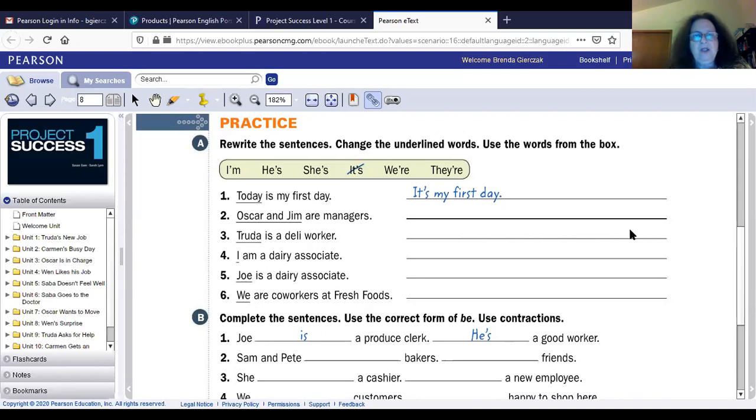Okay, so let's go to number 4. It says, I am a dairy associate. We're seeing the word I is underlined. So instead of "I am," we're going to look up here. We're going to find the word I'm, and then write your sentence, I'm a dairy associate. And I'll wait a minute while you write in, I'm a dairy associate.